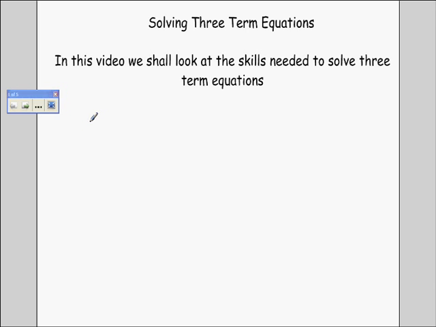Same with multiplication and division. The two are inverse processes of each other. So if you multiply by 3, the opposite process would be to divide by 3.